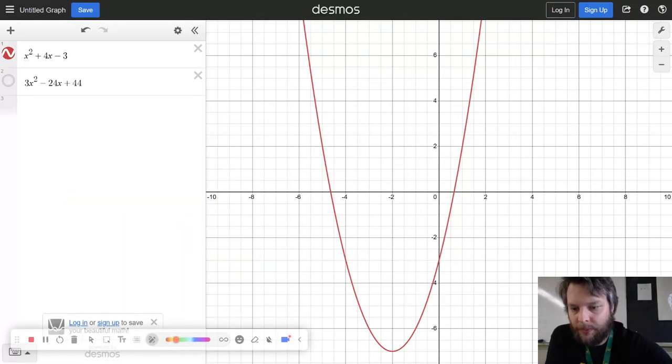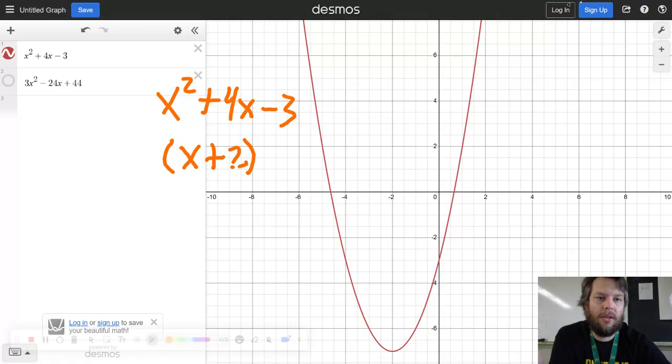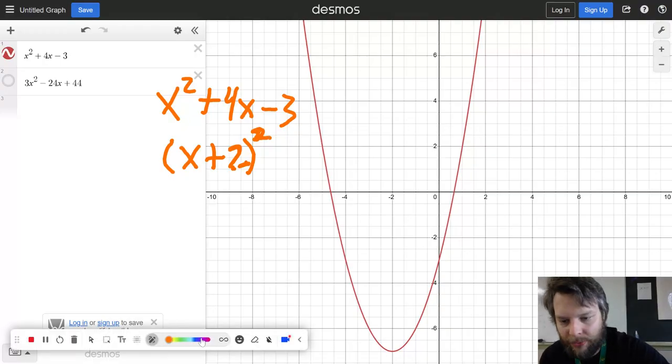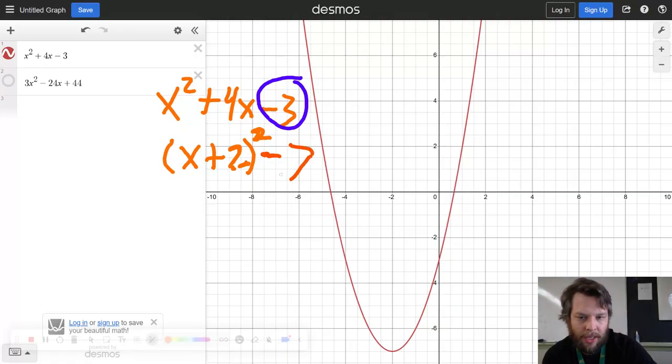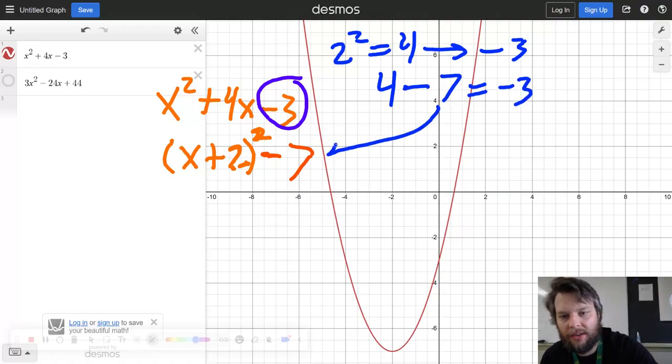So let's look at our example. We have our red one, x squared plus 4x minus 3. I can split the 4 in half and make that into 2. So half of 4 is 2, 2 squared. Now you might notice though that if I do 2 times 2, I get 4. But unfortunately, the original problem doesn't have a 4 right here. It has a -3. So what I do is I go minus 7. Where does the -7 come from? Because the 4 from 2 squared needs to end up at the -3 that's in the original problem. So I need to think 4 minus 7 is -3. That -7 goes right there.